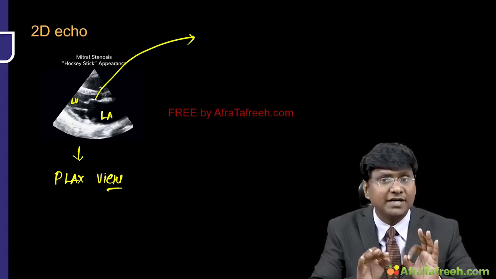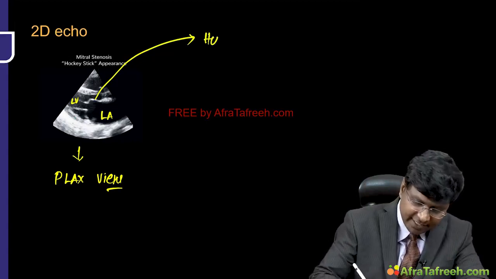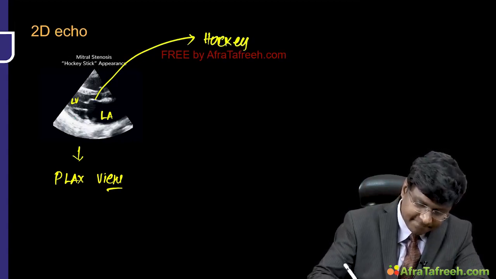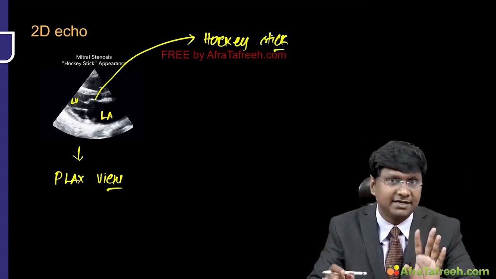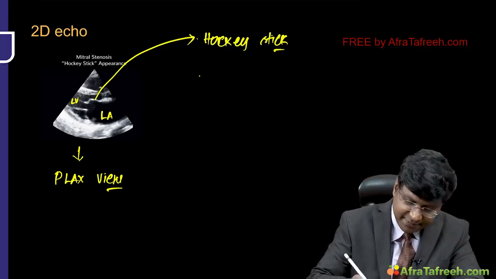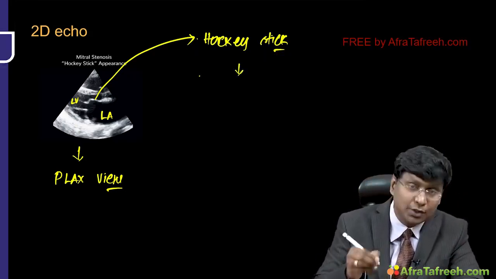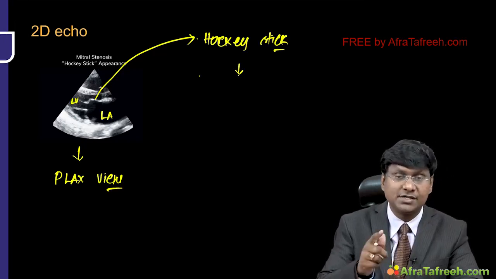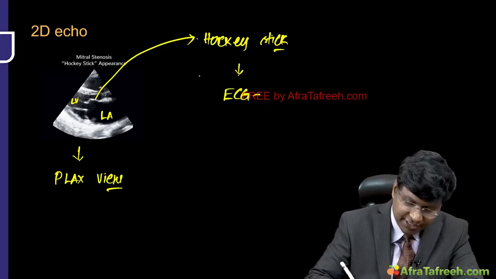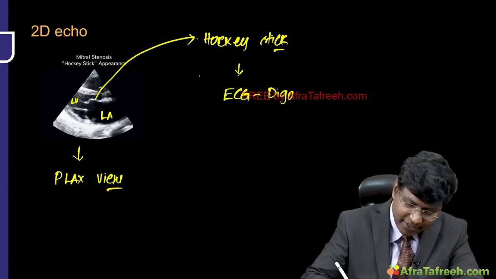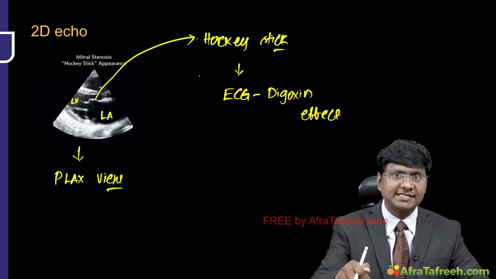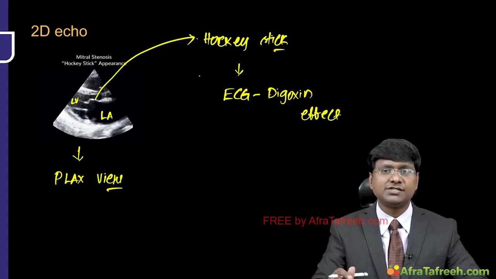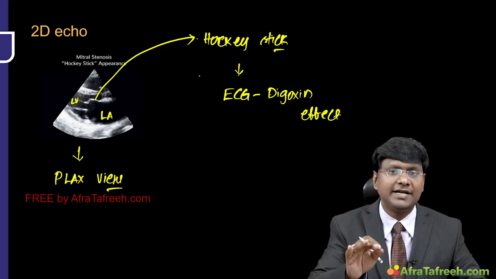And how will be the shape of that anterior mitral leaflet? It will be in the form of a hockey stick. So, you will have a hockey stick appearance of the anterior mitral leaflet, right? This hockey stick sign in the 2D echo is seen in mitral stenosis, whereas the hockey stick sign in the ECG is seen in patients with digoxin effect. So in the ECG, hockey stick sign means digoxin effect. In 2D echo, hockey stick sign is seen in mitral stenosis, representing the limited mobility of the anterior mitral leaflet.